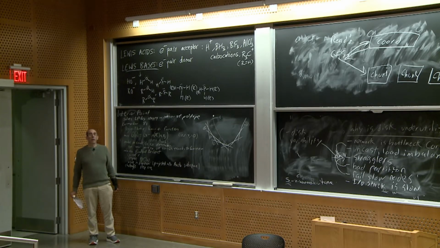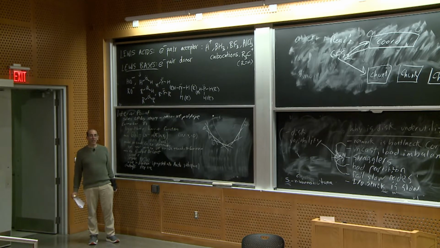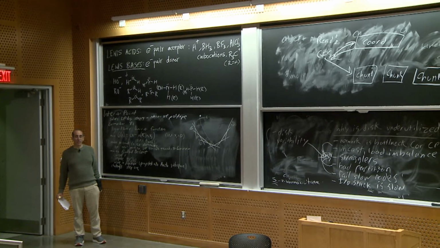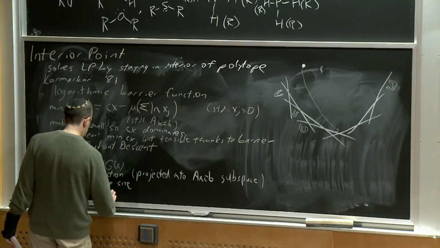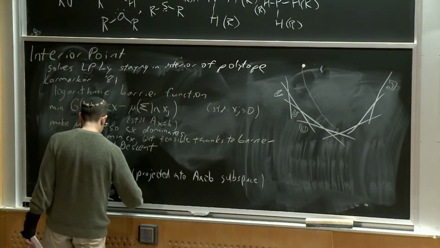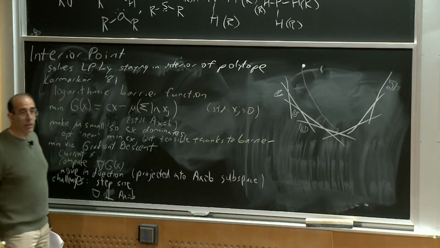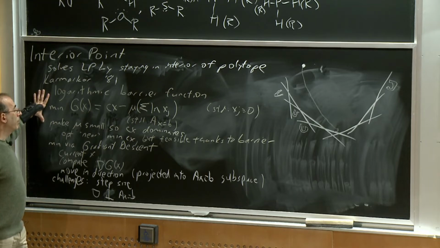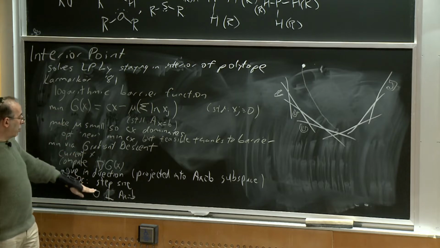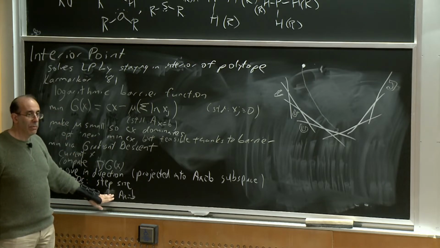Well, yeah, it may be perpendicular. What if the gradient is perpendicular to Ax equals b? Right? What if it looks like the way to minimize the objective function is to abandon the feasible region entirely? All of a sudden, it looks like you can't make progress at all.